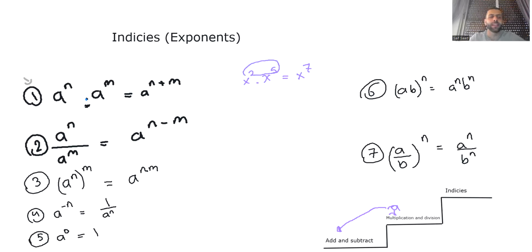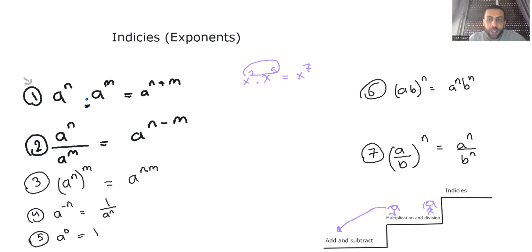Okay, let's take the second rule. a to the power of n divided by a to the power of m, as you can see here. So let us ask Zena to support us. She stands above the division. We call this the quotient rule, the division rule. So she's standing above the division.